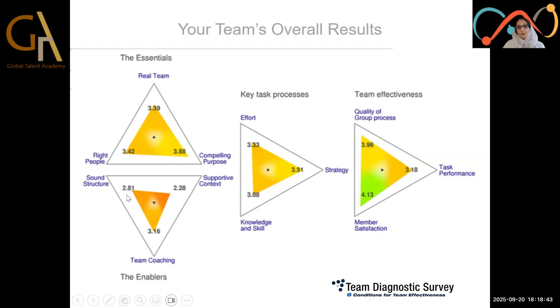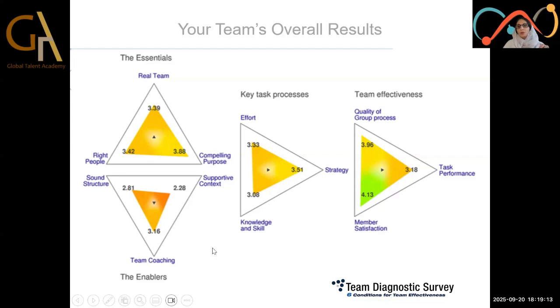And is there a sound structure? Maybe the team has a lot of people. We don't know. Is the context supportive? Maybe here there is a problem. The team is trying to do a lot of work, but they're facing obstacles from the external system. So the leader, is he or she doing a great job in supporting the team and removing those obstacles? We don't know. And is there team coaching? It seems there is team coaching.